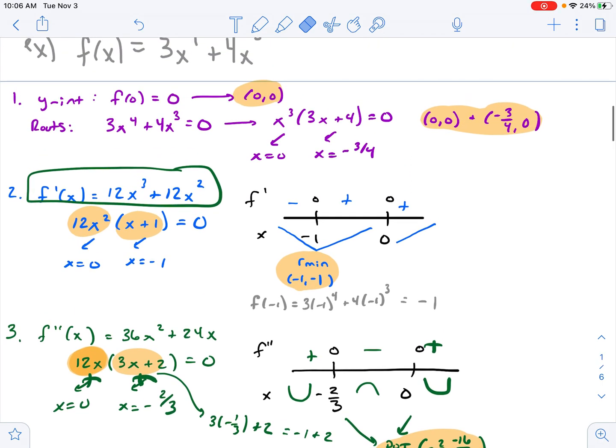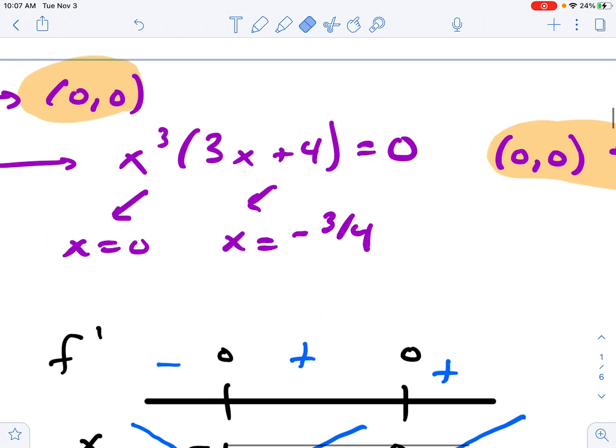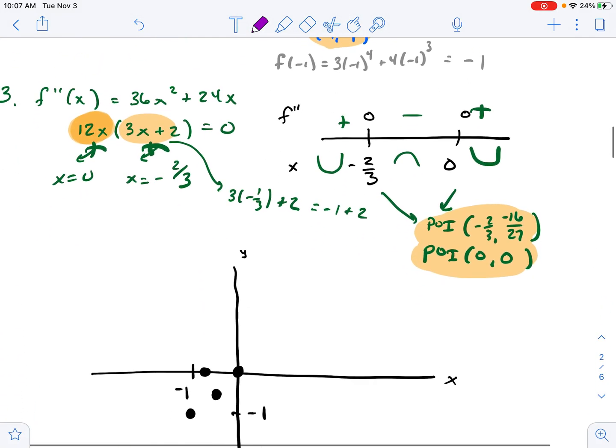0, 0. Let me just double check something here. Oh, that's what it is. You may have already caught it. That should not be negative 3/4. I was careless. That should be what? Negative 4/3. I had that backwards. So I'm going to highlight that point in purple. That was this one. Okay, negative 4/3 is a little less than negative 1. Okay, so it's going to be like right about there.